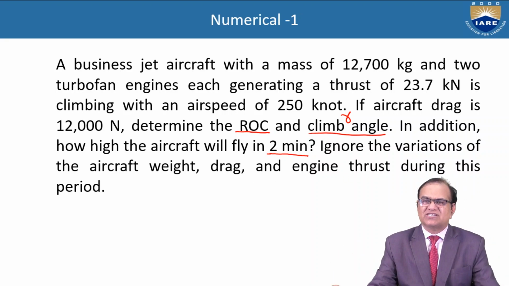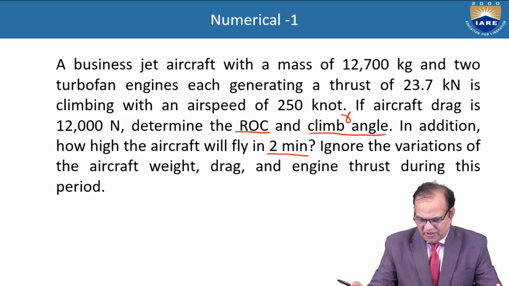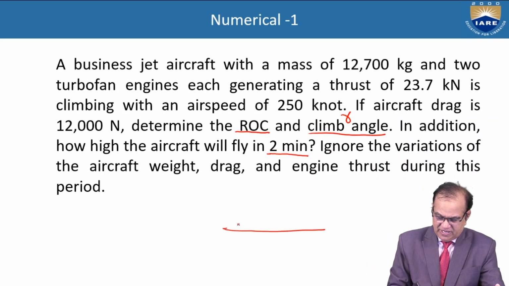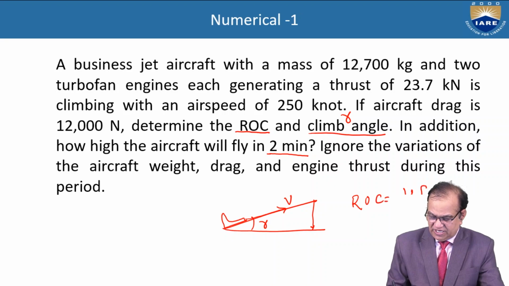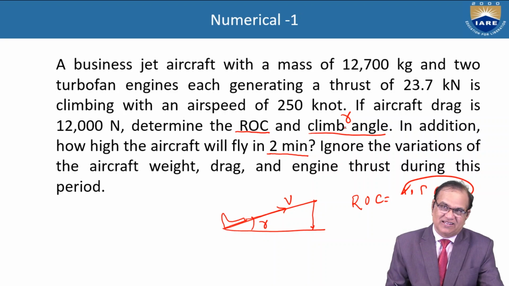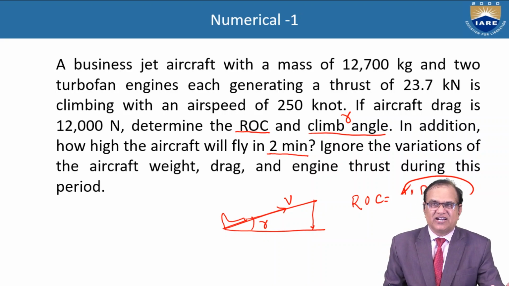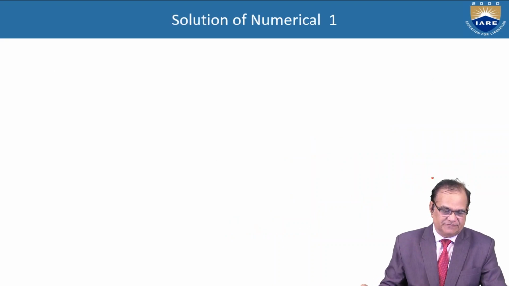We are assuming that during this climb, the aircraft weight is constant, drag is also constant, and the engine thrust is also constant. These all parameters are constant. We have to find the rate of climb. We know the meaning of rate of climb. If this is your gamma, your aircraft is here, going in this way, this is the rate of climb. So we can write that ROC is equal to V sine of gamma. V is given. We have to find the gamma. First we have to find the climb angle. If we find the climb angle, then we can multiply it by the velocity and we will get the rate of climb. It is very simple and we will see here.